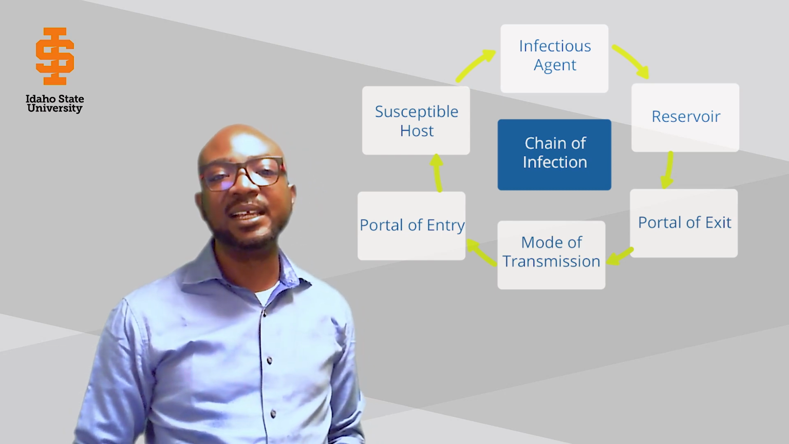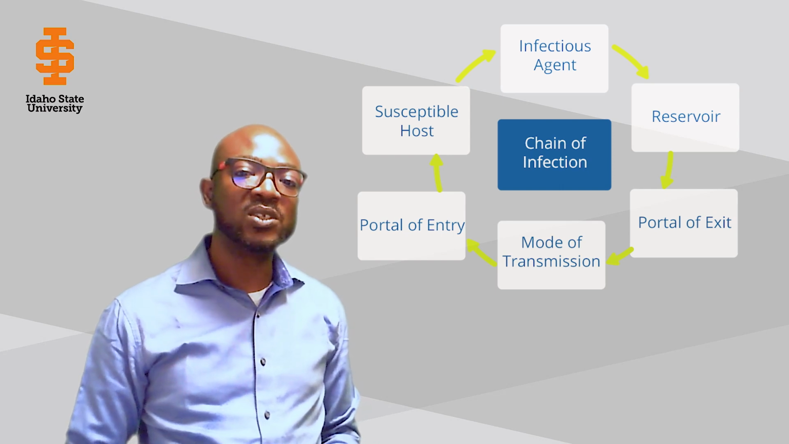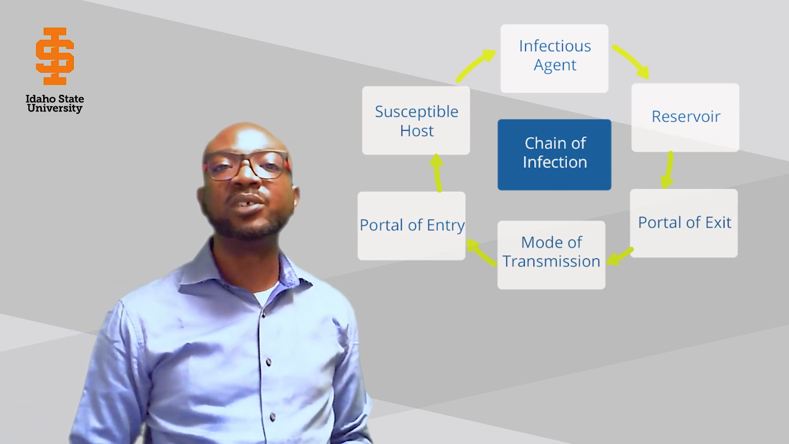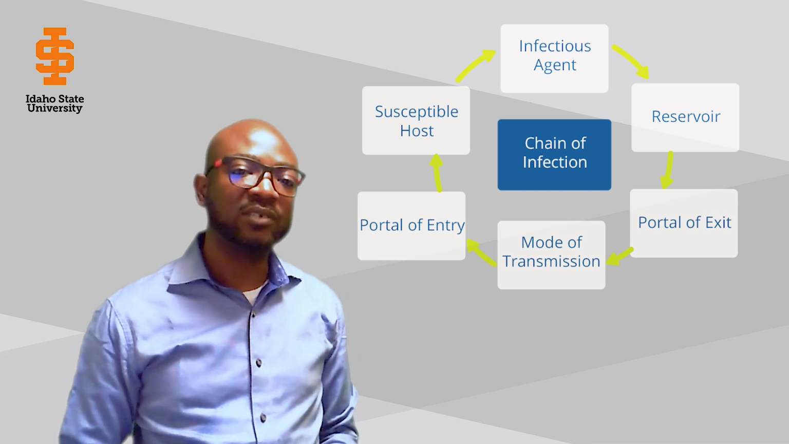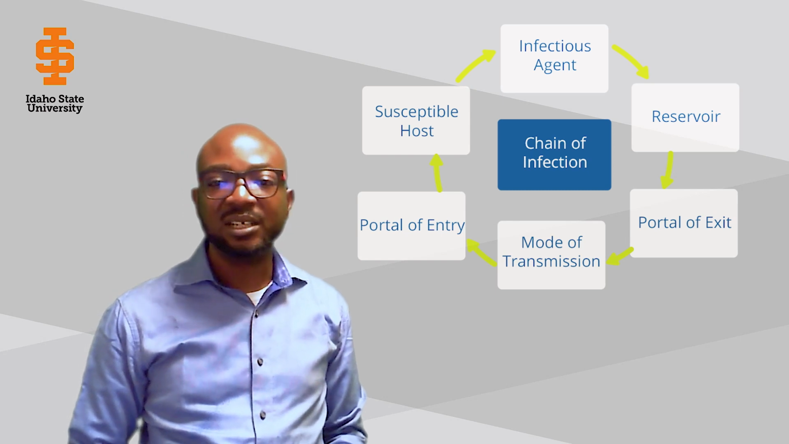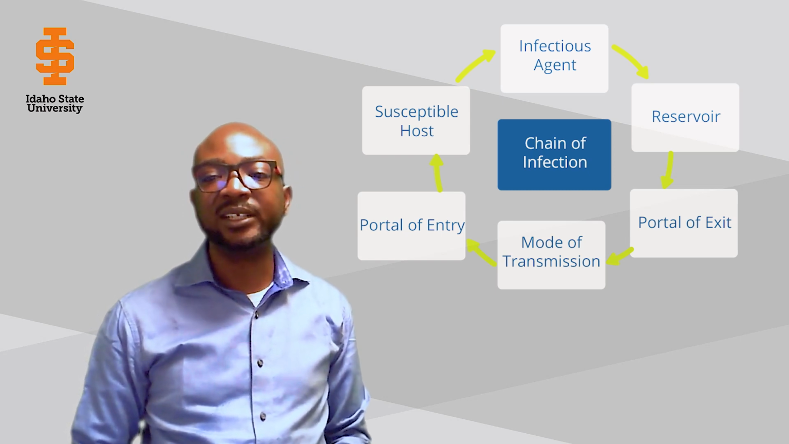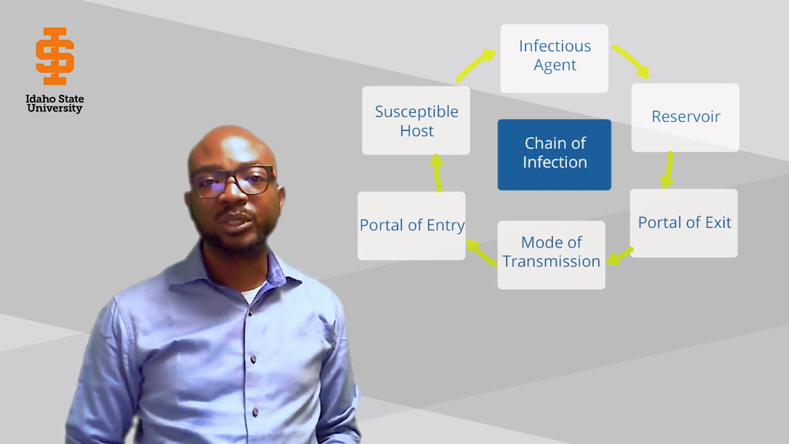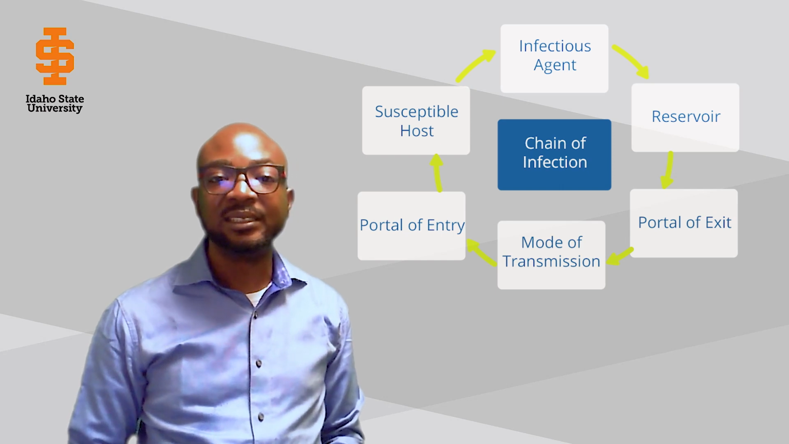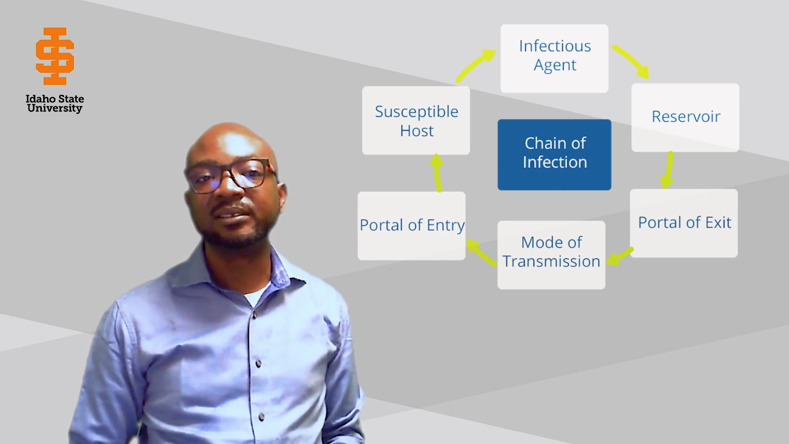Organisms must exit their reservoir to spread. For example, when someone coughs, microorganisms leave the reservoir of the person through the respiratory tract. Portals of exit can include breaks in skin, mucous membranes, hands, blood, and the gastrointestinal and urinary tracts. Portals of exit can also be splashes from vomiting or an exposed needle in an open sharps container.